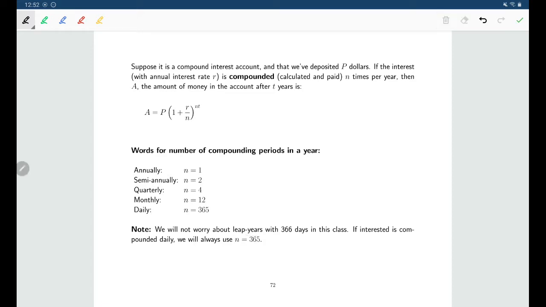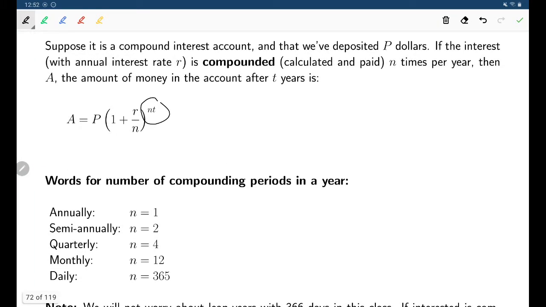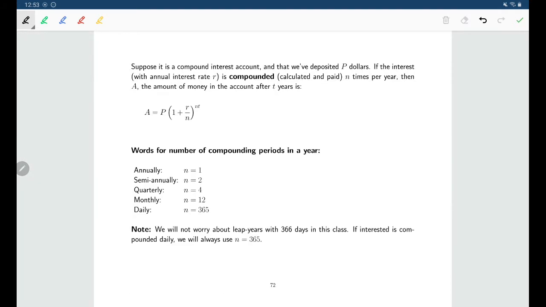The other thing to note here, one other thing just to mention, I said that R over N represented how much interest we're getting at each interest paying period. But we also have the exponent, which is N times T. And that represents how many times you're receiving interest in total. You receive interest N times per year, and you're leaving the money in the account for T years. So N times T, this is how many times in total do you receive interest on the money that you've deposited.